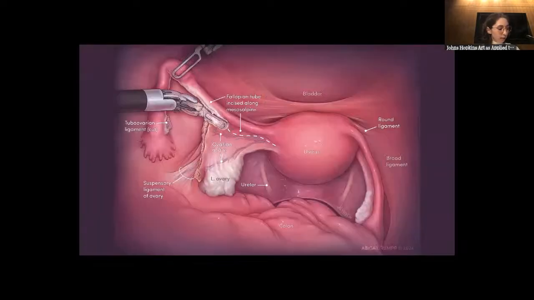For my final illustration, I chose to illustrate step 4, as preserving the left ovary was a unique and crucial step for this procedure. In the illustration, the mesosalpinx is divided via bipolar forceps following the ovarian artery and vein, preserving the ovary's vascular supply.